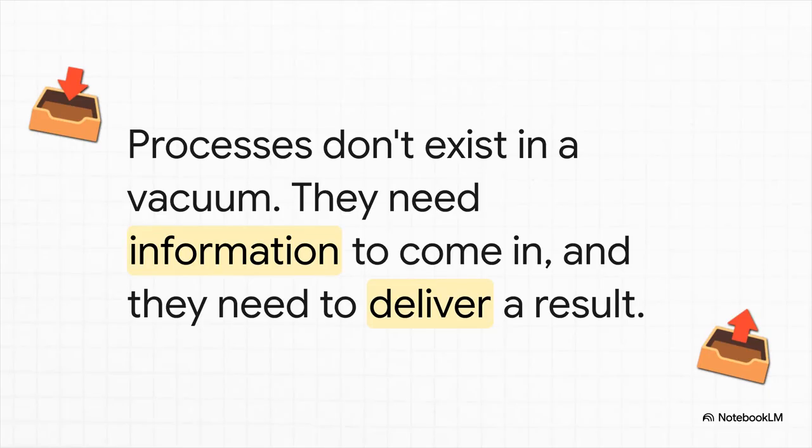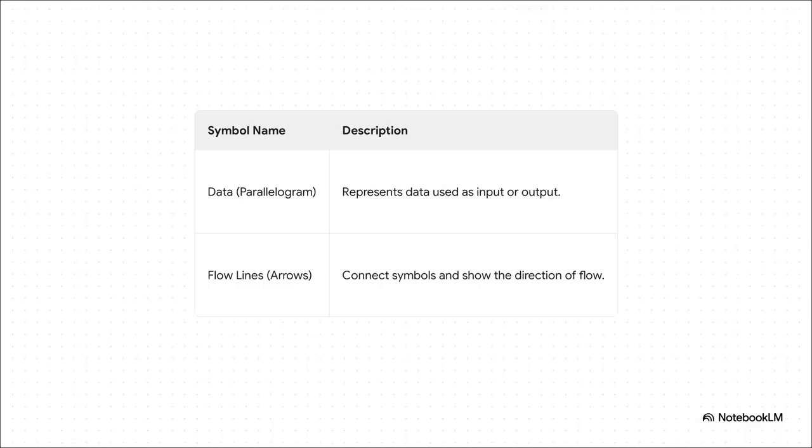Okay, great. But a process can't just exist on its own, in a vacuum. It needs information to come in, and it needs to spit out a result. So the question is, how do we show that data moving into and out of our little system? For that, we've got the parallelogram. I want you to think of this shape as the doorway for all your data. If information is coming in, that's an input. It goes through the parallelogram. If a result is going out, an output, it also goes through the parallelogram. And those arrows? Well, they're just the roads connecting everything, showing us exactly which way the process is flowing.